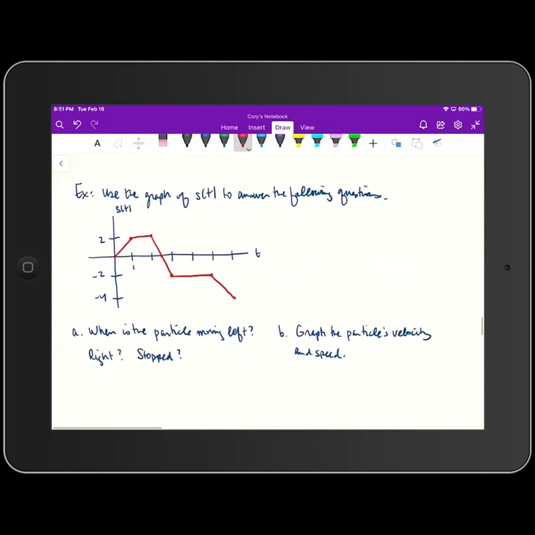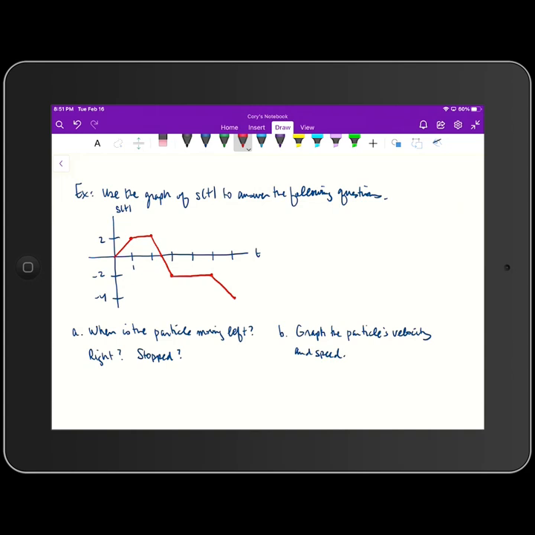Okay, let's move on to the next example. The directions for this next one ask us to use the graph of s of t, so that's the graph of a position function, to answer the following questions. Okay, so we're given the graph of the position function in red. So part A asks, when is the particle moving to the left? When is it moving to the right? And then when is the particle stopped?